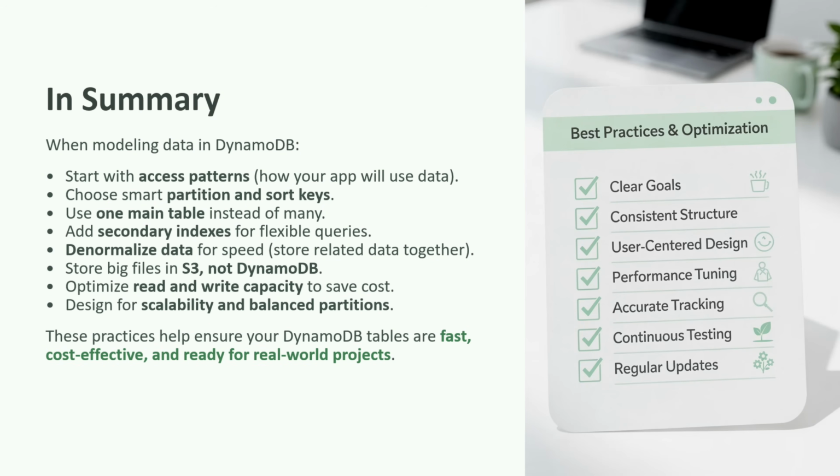Now we will see the summary. When modeling data in DynamoDB, start with access patterns: how your app will use the data. Choose smart partition and sort keys. Use one main table instead of many tables. Add secondary indexes for flexible queries. Denormalize data for speed. Store related data together.